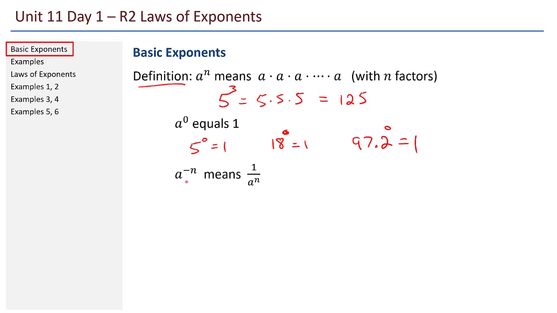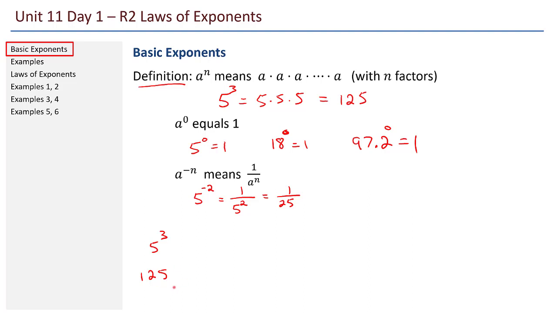Now, a to the negative n means 1 over a to the n. So, for example, 5 to the negative 2 really means 1 over 5 squared, which is 1/25. There's a nice way to actually see why this works. Let's say 5 cubed is 125. And what if I divide by 5?